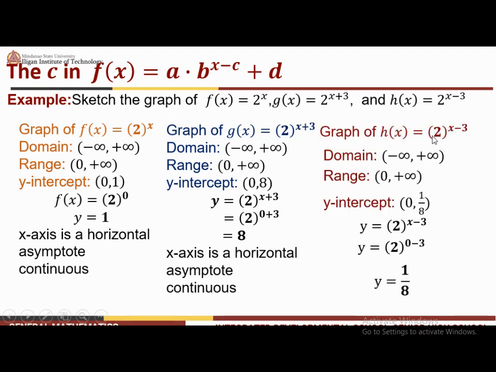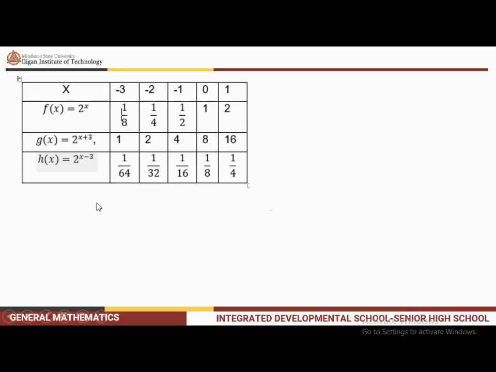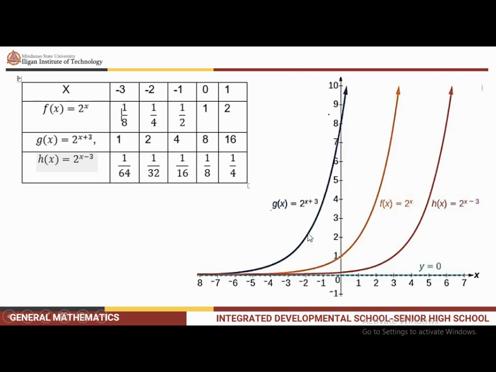And for the function h, we have here 2 to the power of x minus 3. For the domain, which is the set of all real numbers. For the range, we have 0 to positive infinity. And for the y-intercept, if we substitute x equals 0, you'll have 2 to the power of negative 3, which is equal to 1 over 8. After that, we construct the table, we find its corresponding values, and then we graph.